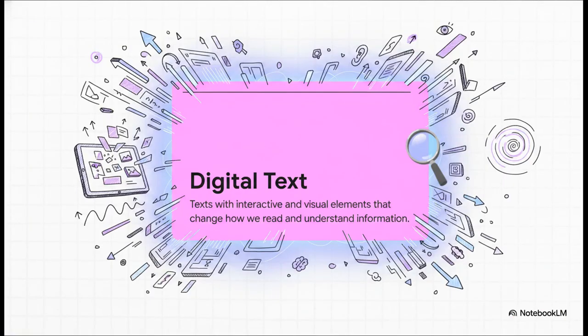So a digital text is basically any text that includes interactive and visual elements that literally change how we read and understand the information. It's totally dynamic, it's moving, and it actively engages your senses. You're not just reading left to right, top to bottom anymore. You're actually experiencing the information in this incredibly multi-layered way.